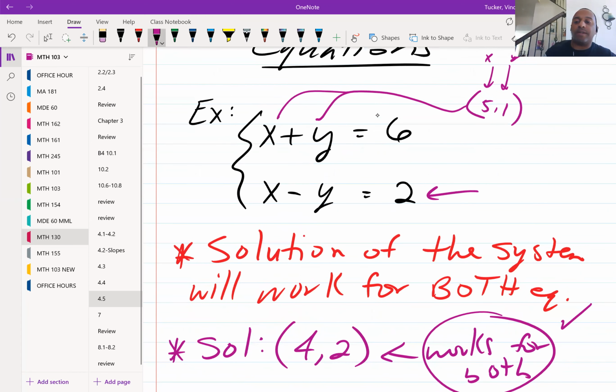And so you see right here, the ordered pair that will work for both of them would be (4, 2). 4 plus 2 is 6, 4 minus 2 is 2, so that works for both of these equations. Now we're going to have methods in which we'll be able to solve for it. You're not expected to guess what the ordered pair will be. We'll get into that in a second, but I want to make sure you understand the mindset of what it means to have a solution for the system. The solution has to work for both equations.